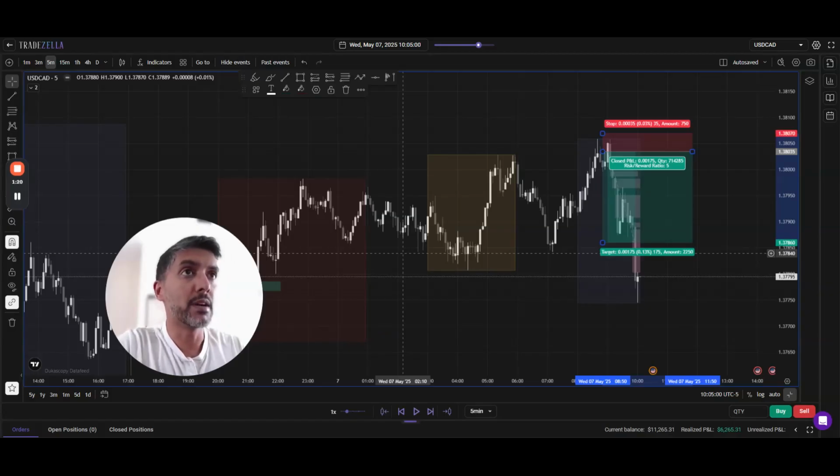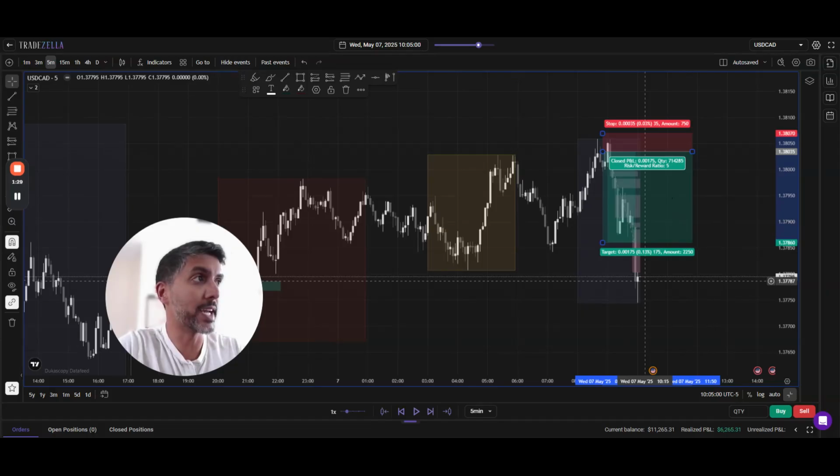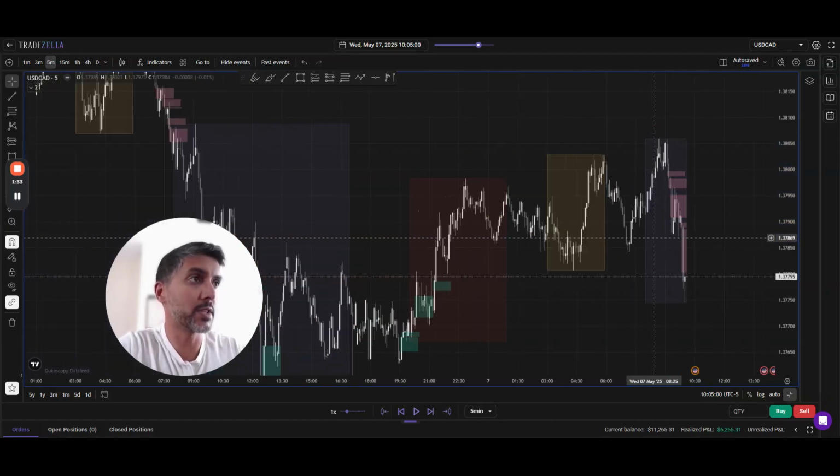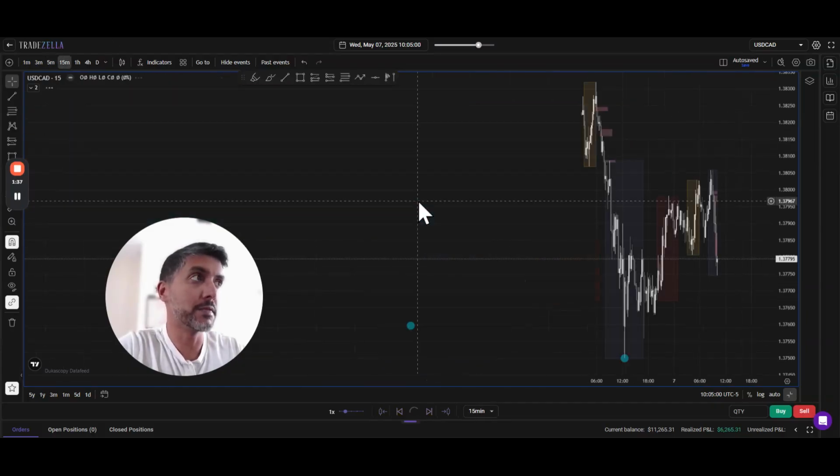All right, so we are on USD CAD. We're backtesting here, Wednesday, May 7th of 2025. This is the 5R trade we're looking at. So what we're going to do is remove this notion here just so that we have a clean chart to start from. And we're going to drop down to the 15-minute.